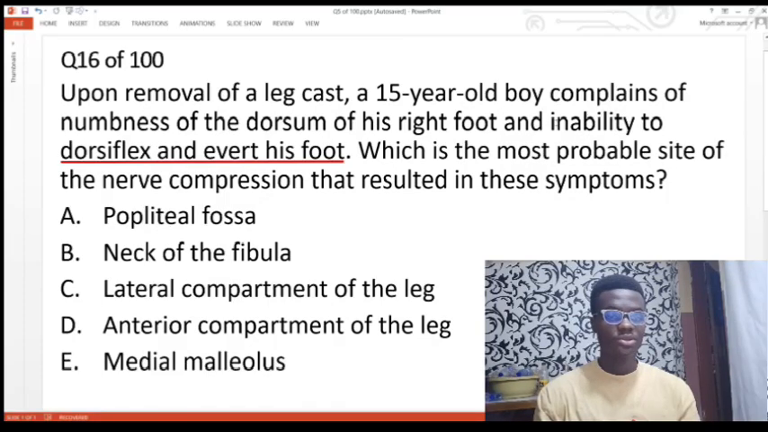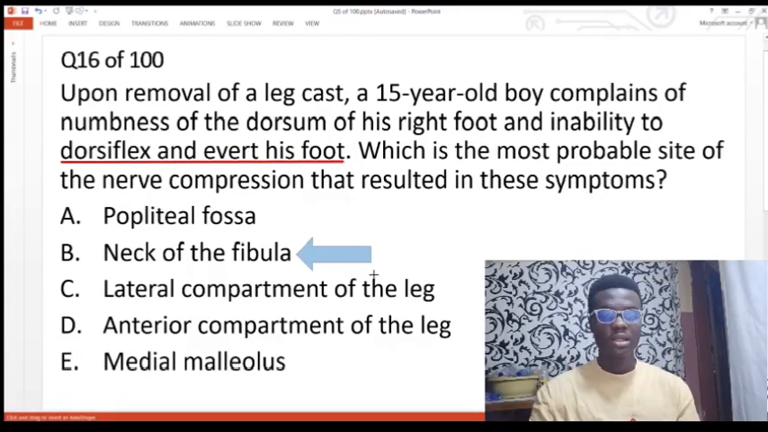So the major thing that the question pointed out was an inability to dorsiflex and invert his foot. So we need to establish that the compartment of the leg that is responsible for dorsiflexion is the anterior compartment, and the anterior compartment is innervated by the deep peroneal nerve. And then the compartment of the leg that is responsible for foot eversion is the lateral compartment, and the lateral compartment is innervated by the superficial fibular nerve. So where do these two nerves branch from? The common peroneal nerve branches off into the deep peroneal nerve and the superficial peroneal nerve at the posterolateral aspect of the neck of the fibula. So the correct answer is option B, which is the neck of the fibula.